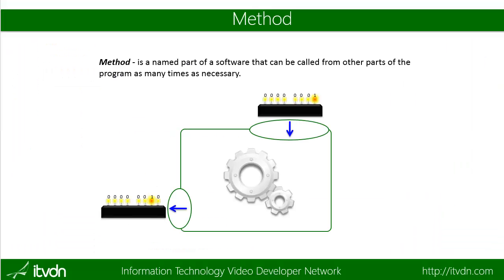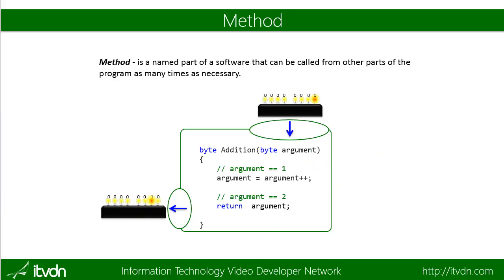So as usual, a very quick review. You remember what a method is. It's a named part of a software that can be called and be reused. This is how it looks. We have an input, output. But then again, remember that it can be an increment, and this is how you can increase a number. You put 1 and get 2 out.